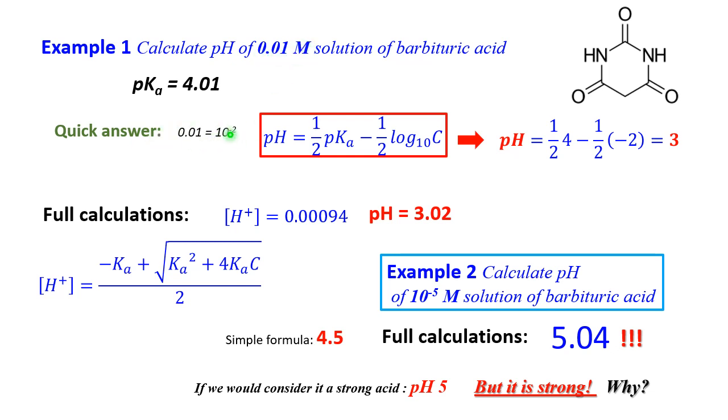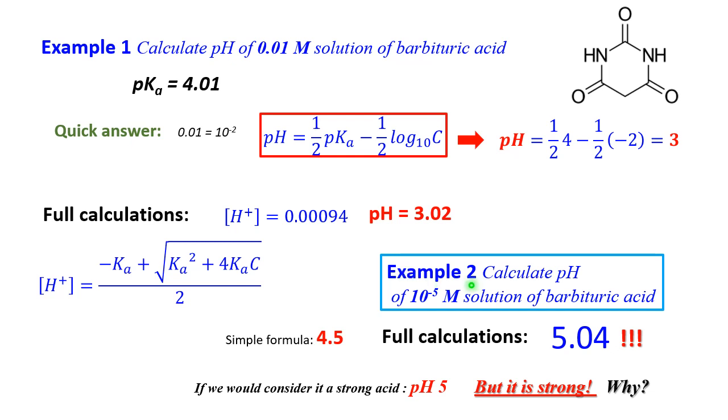0.01 molar can be written as 10 to the negative 2. So I can write pH is 1/2 of pKa, 1/2 of 4 is 2, and 1/2 of log C. So it's 1/2 of minus 2. pH is 1/2 of 4 minus 1/2 of minus 2, and it's 3. Now, of course, I can plug numbers into the larger formula, and using Excel I can do all my calculations. In this case, I will receive a concentration of 0.00094 and pH will be 3.02. Very close number. Practically, I don't know why you need to do lengthy calculations.